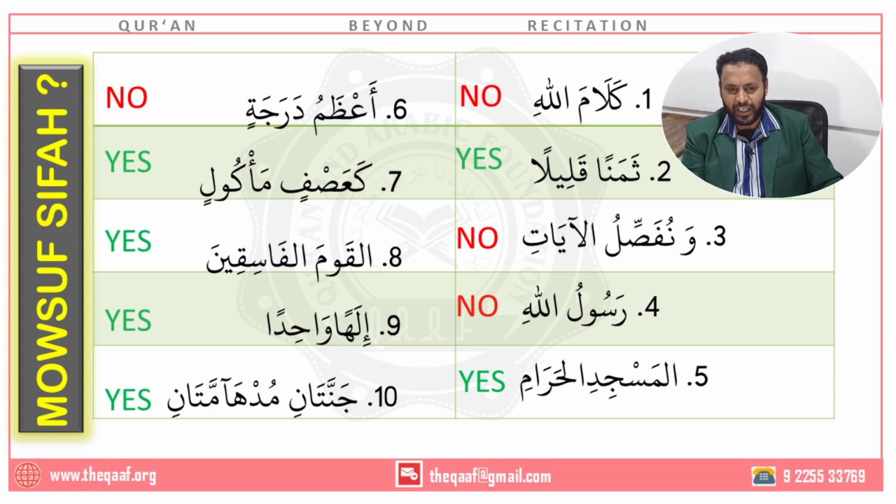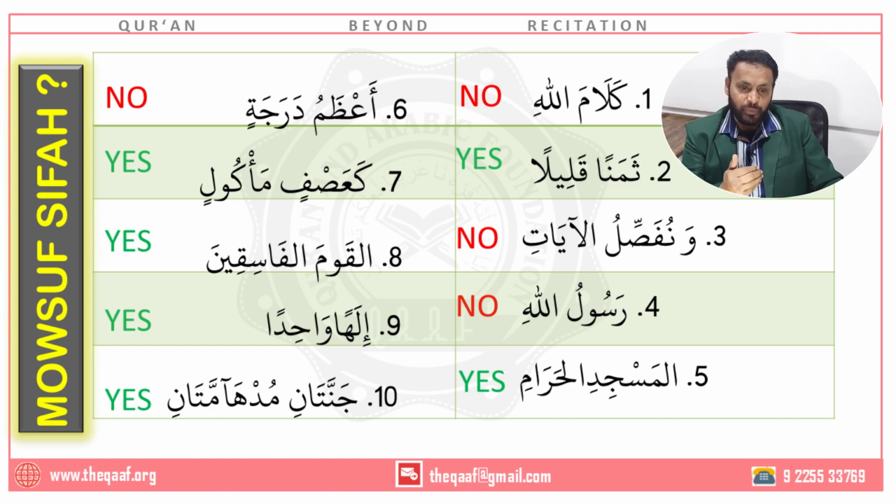Al-qawm al-fasiqina. Yes? Sure. But is the number matching? Both are considered plural, both are proper. Because we did the three collective nouns, in which some words are singular in form but treated as plural. So we take qawm as plural, and Fasiqeen is also plural. That concept is important there. If you don't know that concept, you will say that this is not a mawsuf sifa.